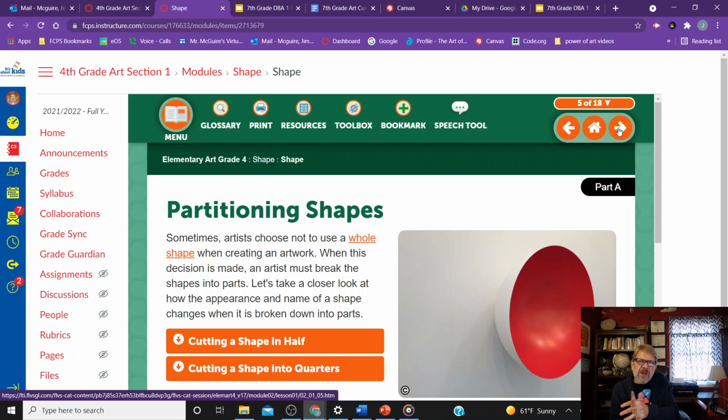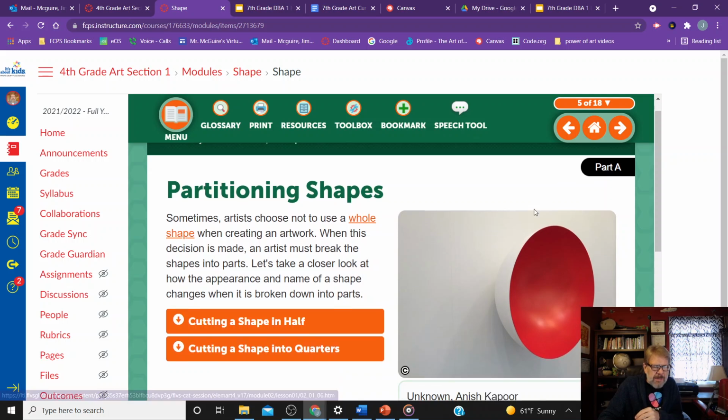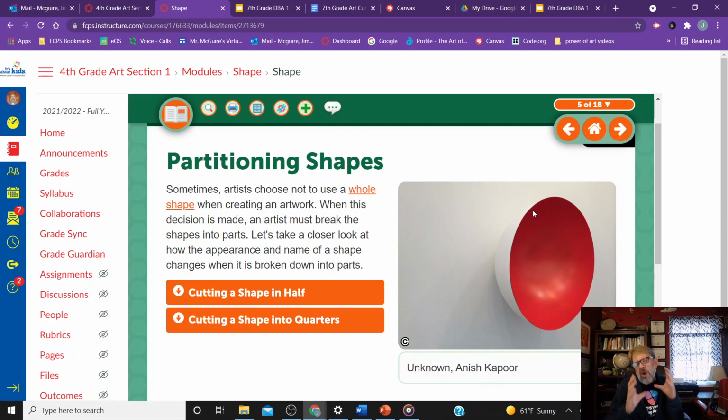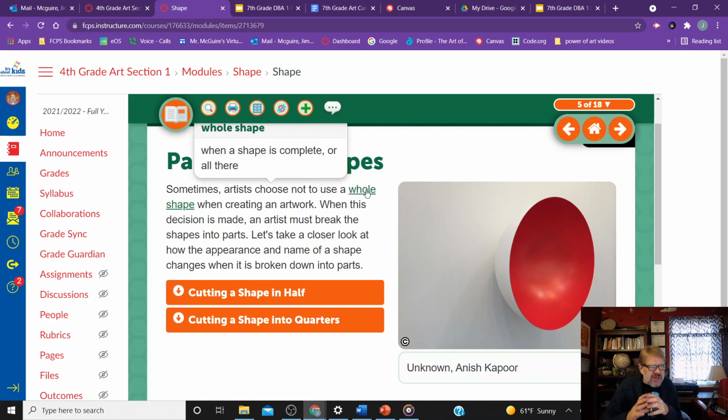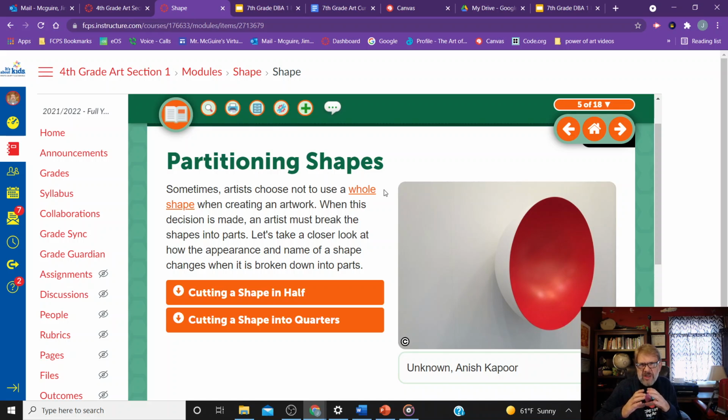So we talked a little bit about partitioning shapes last week. When we look at a whole shape, like a circle or a square, and we partition it, we're taking that complete shape and segmenting it in some way, breaking it apart a little bit. When an artist chooses not to use that whole shape and starts breaking it down into different little pieces, we call that partitioning. You're making it into different portions. You're partitioning different parts, if you will.